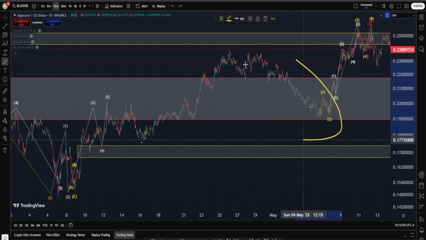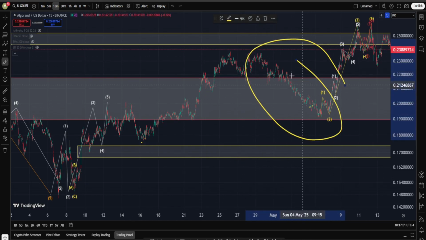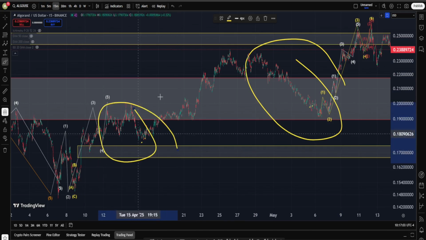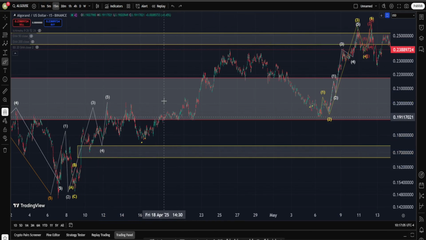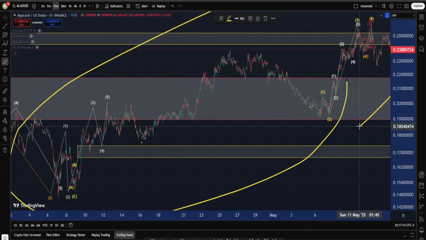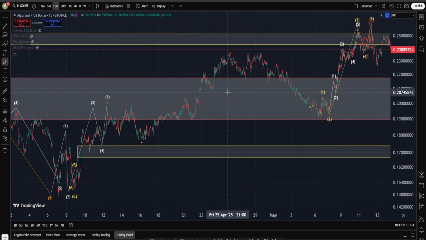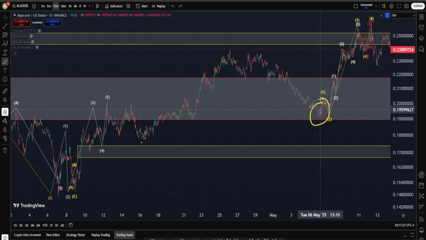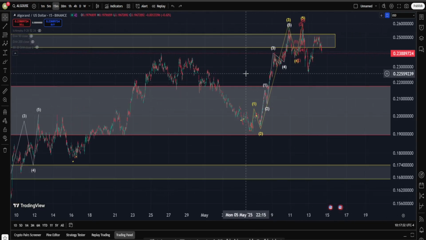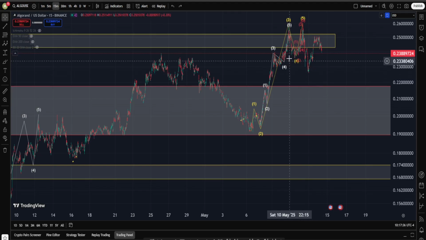And no, since in here we are having overlapping of the waves between this move and this pullback, this is not an expanding leading diagonal. If you think that, please check out the previous video. We talked about this move in extreme detail, and we said this is not an expanding leading diagonal. So once more, the conclusion is the same. Taking this low is going to invalidate a lot of bullish scenarios, and it's going to break a lot of hearts. But as long as we're not doing that, I think we are allowed to be optimistic.